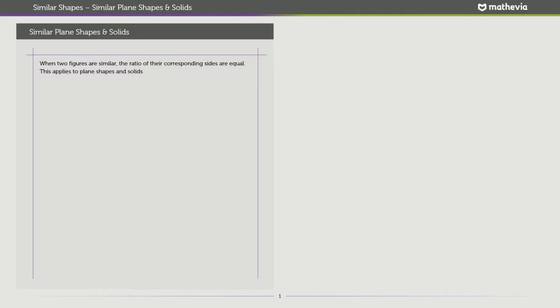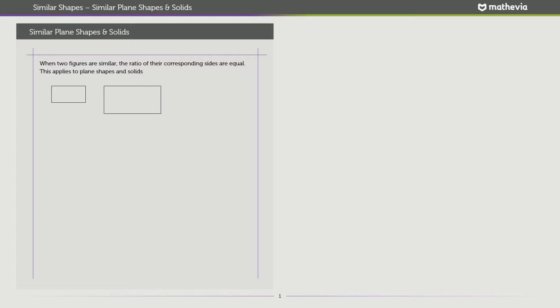When two figures are similar, the ratio of their corresponding sides are equal. Now this applies to plane shapes and solids. So if you have two rectangles here, and basically these two rectangles are similar, okay? They have pretty much the same shape, all right? They are rectangles with the same shape. If you look, they look very much alike. One rectangle simply looks bigger than the other.